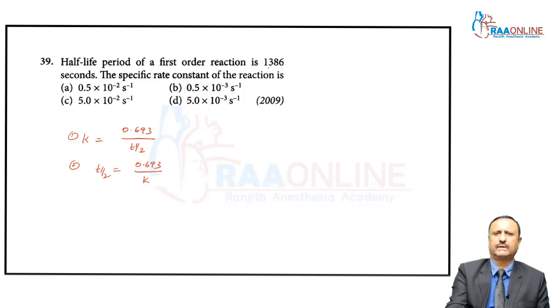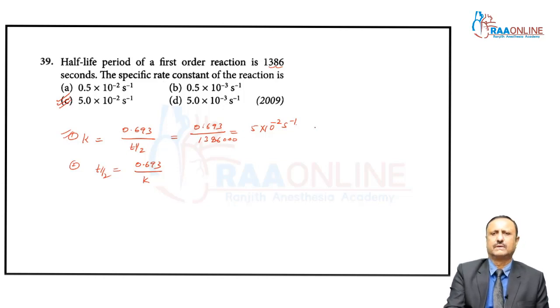Then simply you can put the values of the half life period of the first order reaction, 1386, in the formula: 0.693 upon 1386, then you can calculate this. Here the decimal point is replaced and you can get 5 into 10 to the power minus 2 per second. So my dear students, you can solve this question by this formula, put the values given in your question, and get the answer.